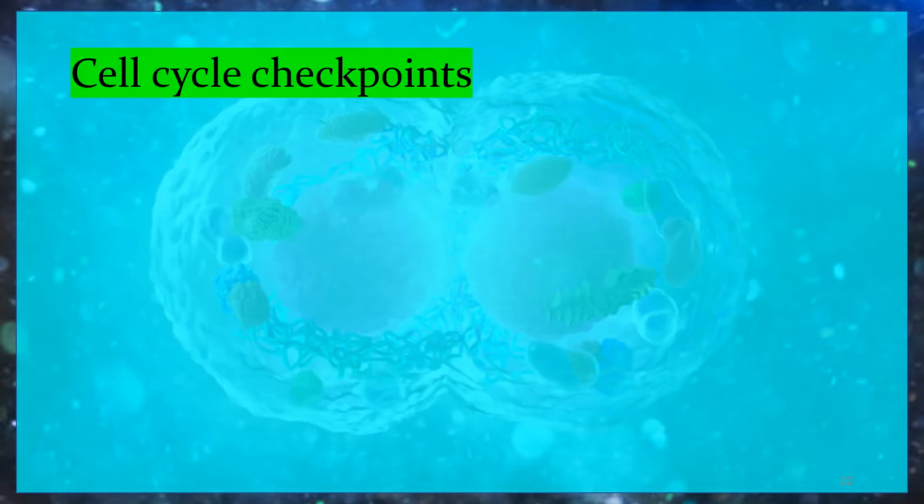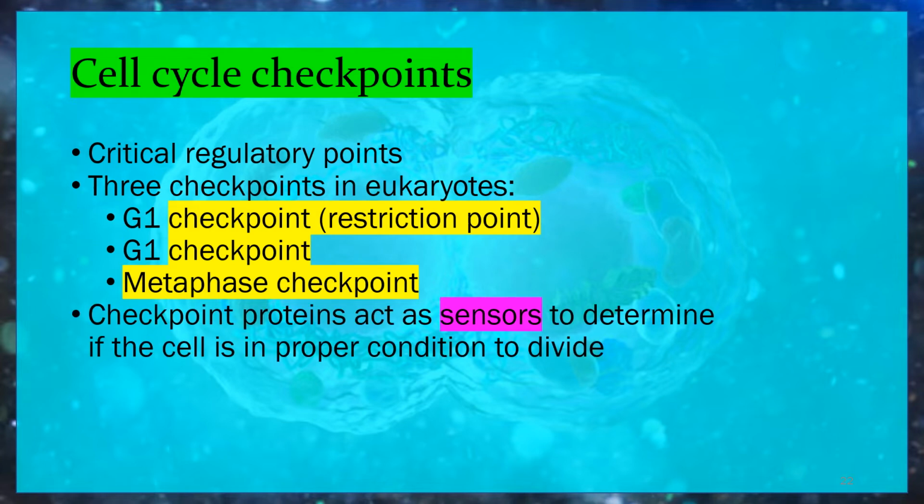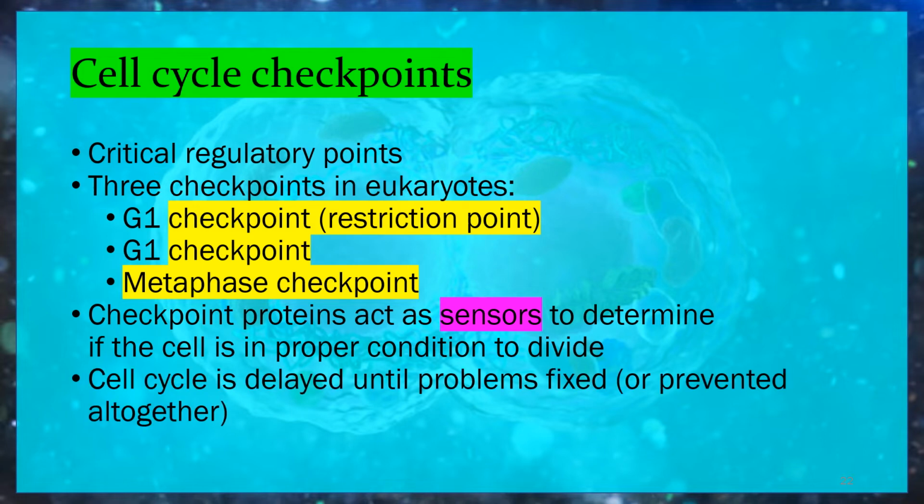Okay, so then we have the cell cycle's checkpoints. These are critical regulatory points. There are three checkpoints in the eukaryotic cell cycle. You have the G1 checkpoint, which is the restriction point. Oh, this is a mistake on the slide. This should read G2 checkpoint. And then we have the metaphase checkpoint. The checkpoint proteins act as sensors to determine if a cell is in proper condition to divide. The cell cycle is delayed until problems are fixed, or it is prevented altogether.